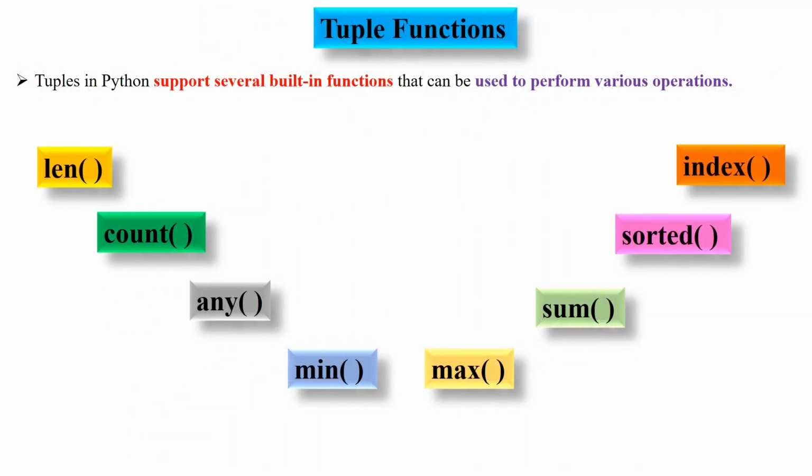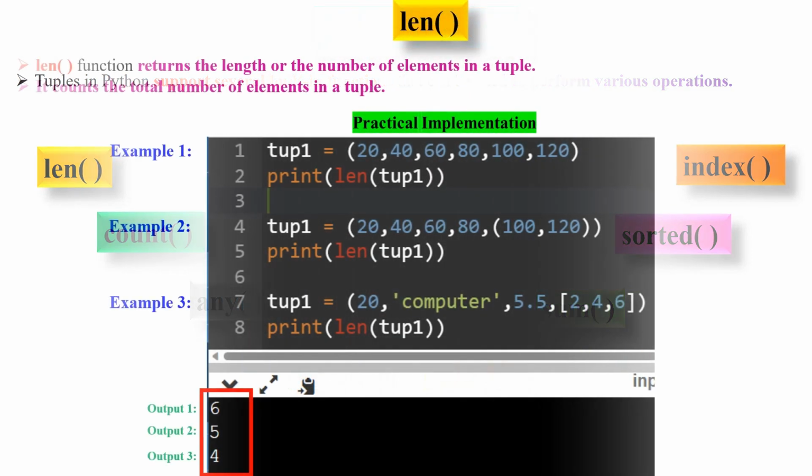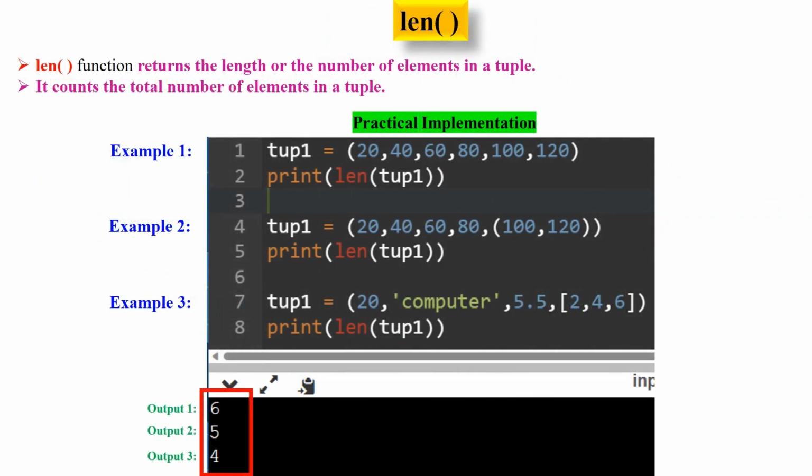Tuples in Python support several built-in functions that can be used to perform various operations. Here are some commonly used built-in functions that work with tuples: len, count, any, min, max, sum, sorted, index. Let's see one by one in detail. The len function returns the length or the number of elements in a tuple. It counts the total number of elements in a tuple.